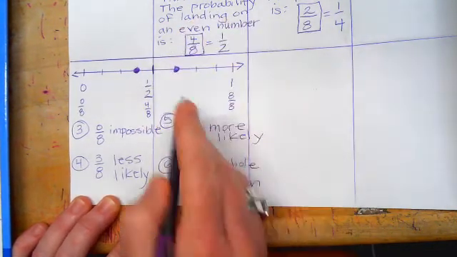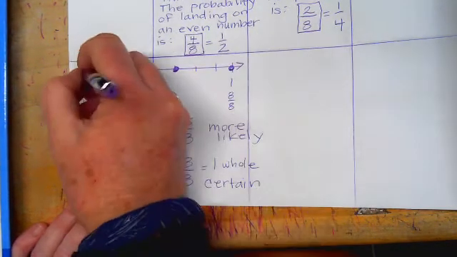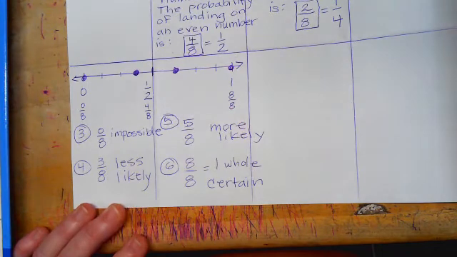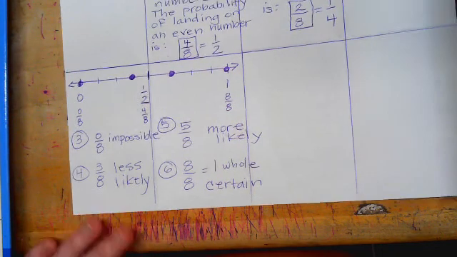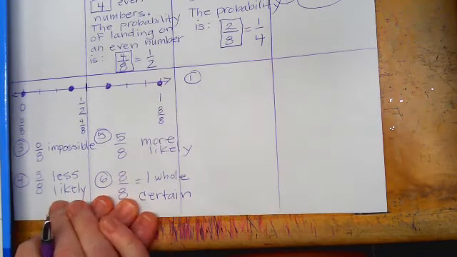And we could plot it on here. We could say this is 3, this is 5, so it's going to be, that's why it's more likely. And then this is certain. This was our other one of impossible, right?